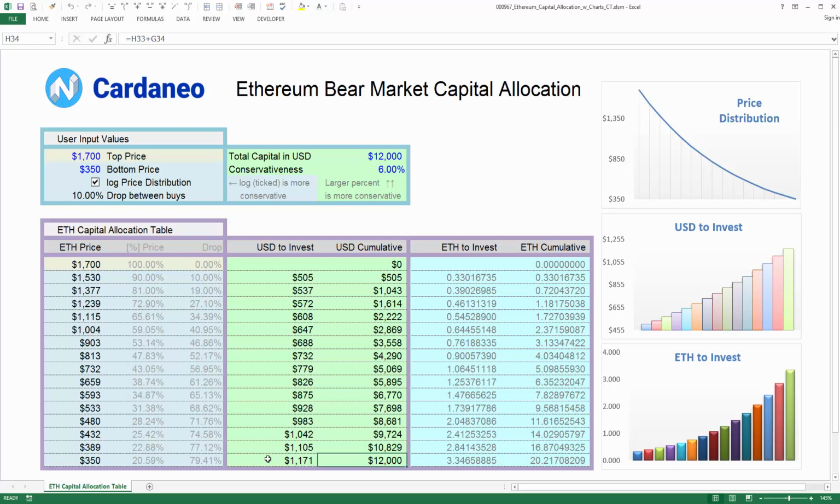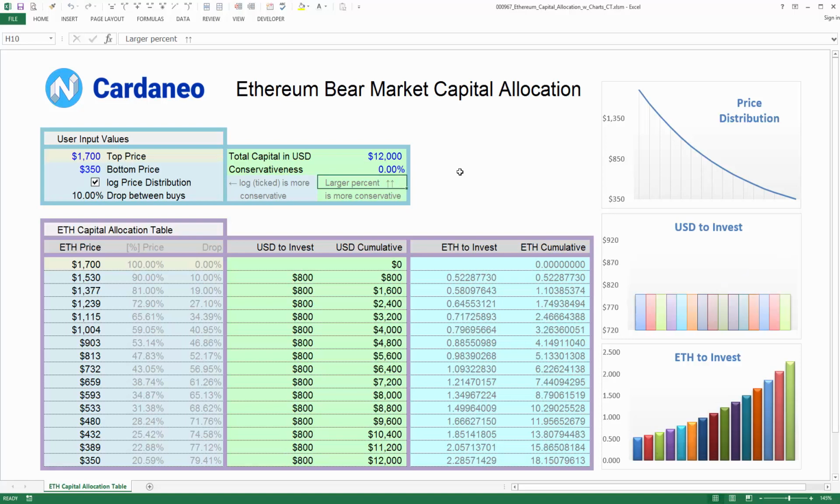Now the question is, how does the spreadsheet determine these USD values to invest at each price level? By design, they are meant to increase as the price goes down. How much they increase, you control by this percentage number here, which I call conservativeness. Let's say I put number 0 there. That means all of my purchases are going to have the same dollar amount.